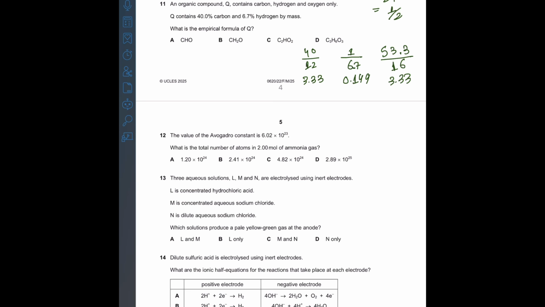So once we are done with that, we can divide all of these values by the smallest number there is. We get carbon, divided by this is 1, and this is almost 2, and this is again 1. So it will be 1 carbon, 2 hydrogen, and 1 oxygen. So the answer is C.